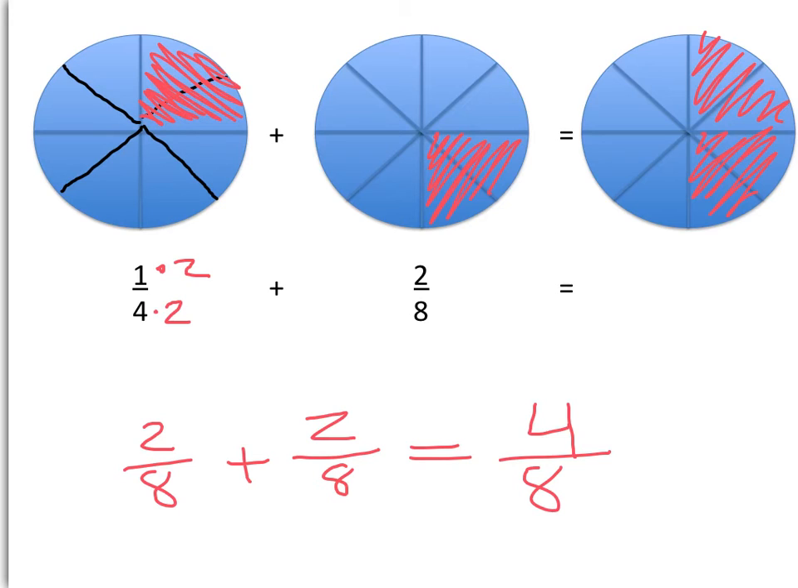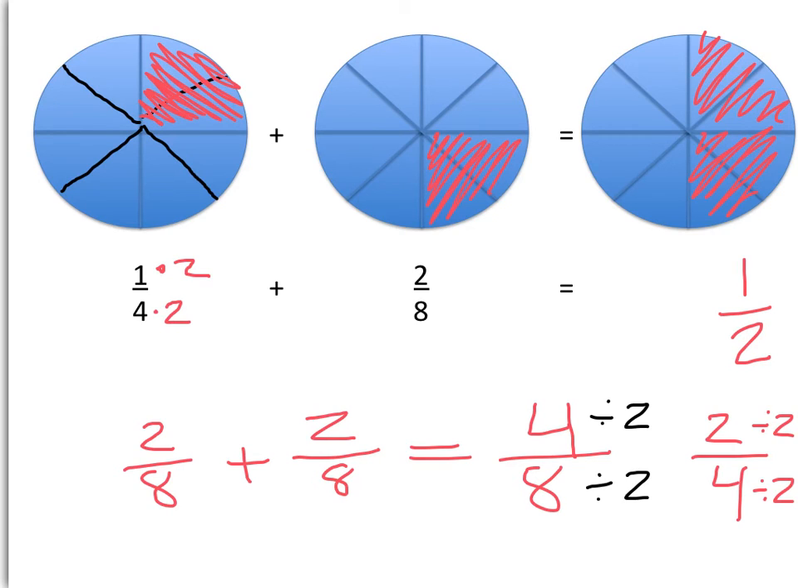This fraction can be reduced smaller, like our 18/24 we did earlier, by dividing 8 and 4 by 2, we get 2/4. Again, we can divide this smaller, getting 1/2 as our answer. Half of our circle is colored in.